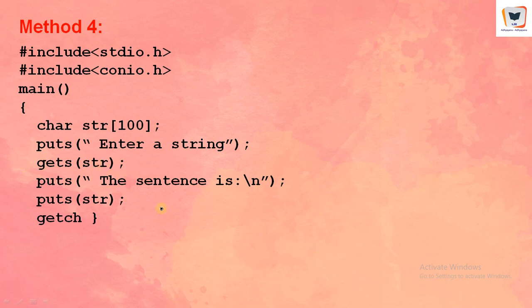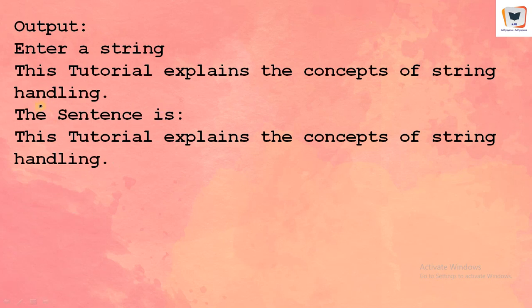Get s string, put s the sentence is put s string. Put s is another function which is a complementary function to get s. Get s for reading, put s for printing. Enter a string: This tutorial explains the concepts of string handling. The sentence is, this tutorial explains the concept of string handling.